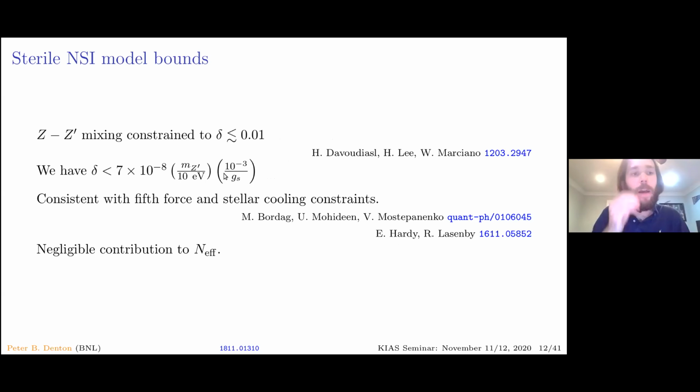Now, there's also the fact that you get ZZ prime mixing, but the parameters evade that constraint, so that's not a problem. We're actually many orders of magnitude below that. There's also fifth force constraints and stellar cooling constraints and effective constraints from cosmology. We're consistent with all of those. So this is consistent with all the astrophysics.